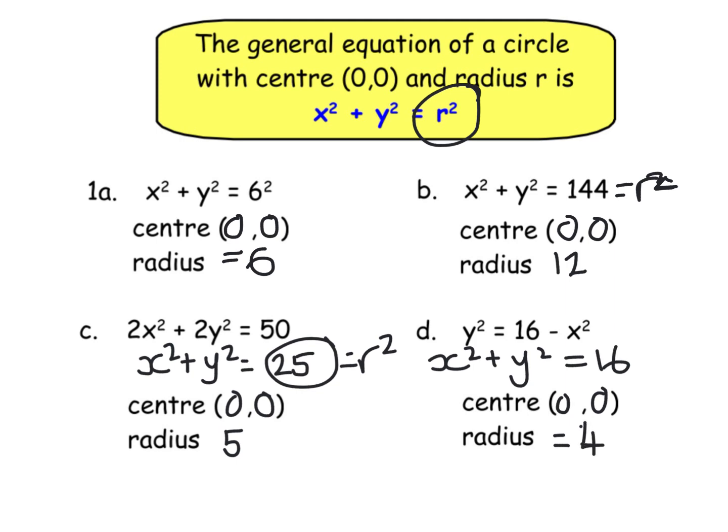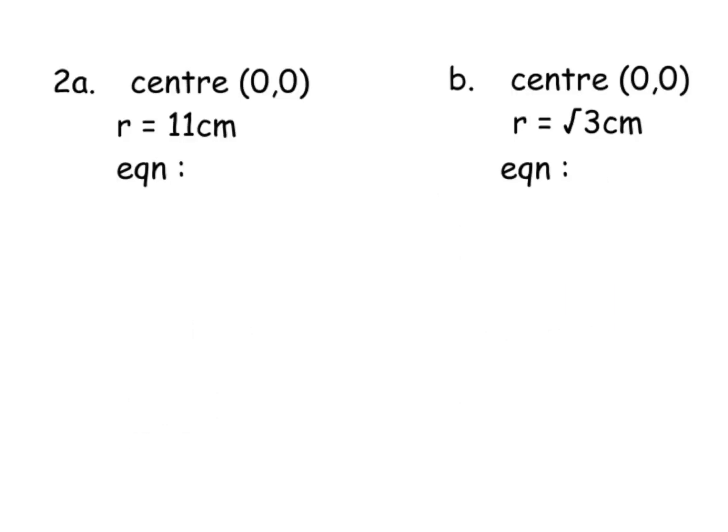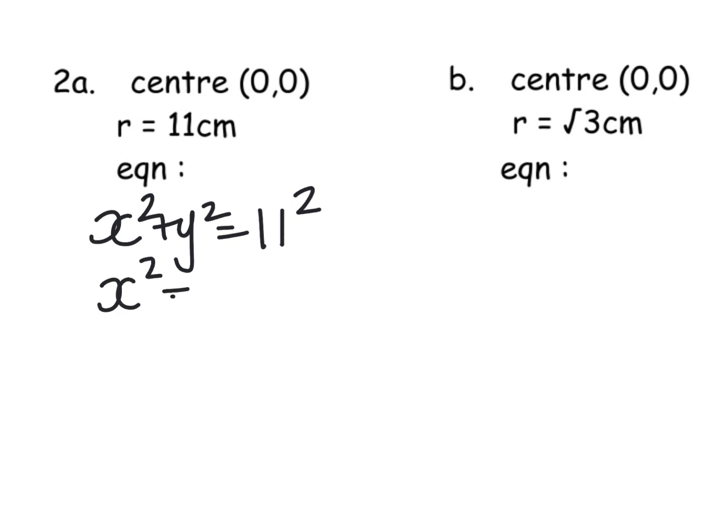Okay, so the next little bit is doing it in reverse. I've told you the centre, I've told you the radius, we want to get the equation. So the equation of this one is simply x squared plus y squared equals your radius squared, so 11 squared. And then we'll just rewrite that again by working out 11 squared as 121.